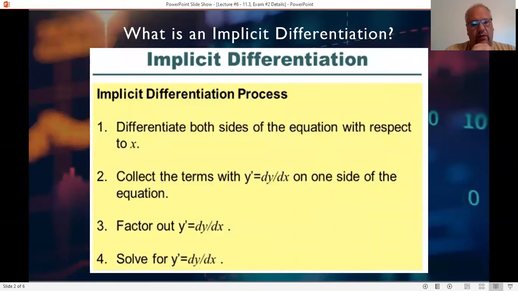Also, the second thing we do is we collect all the dy dx terms. In other words, every time dy dx appeared in our next line of math, because we're differentiating this way, we take all the dy dx terms and bring them all to the left side, and then put all of the other terms on the right side.